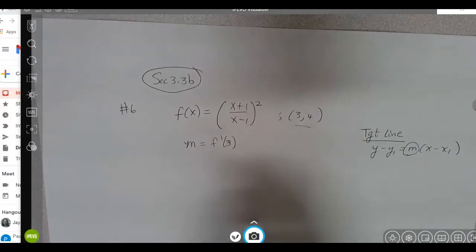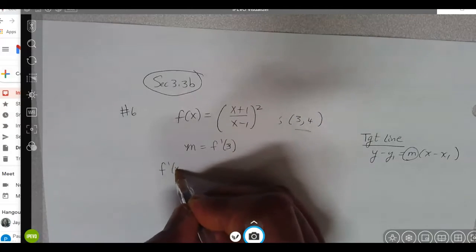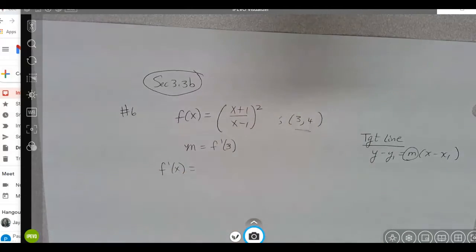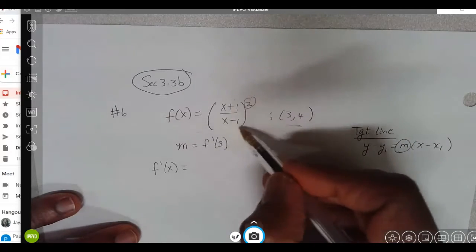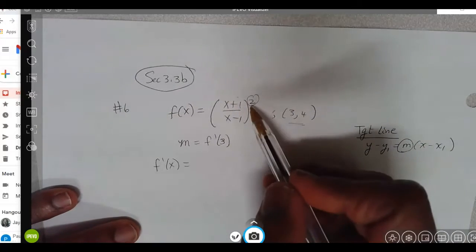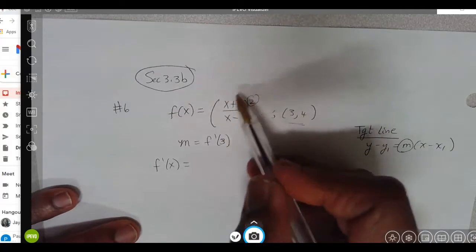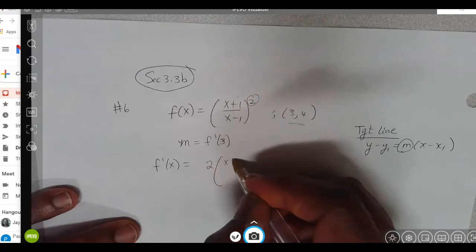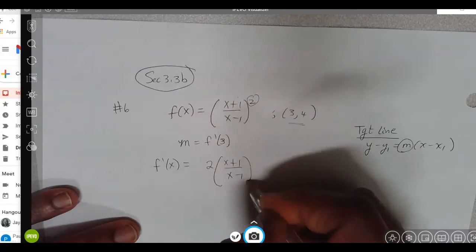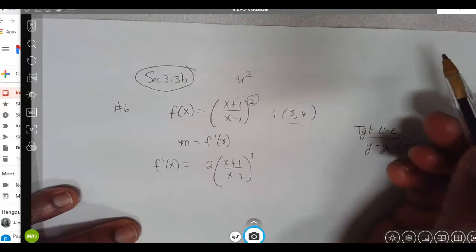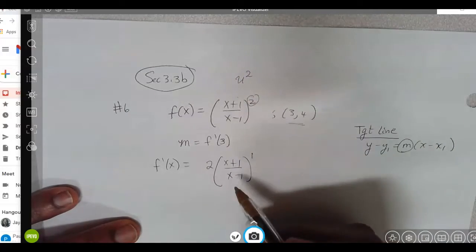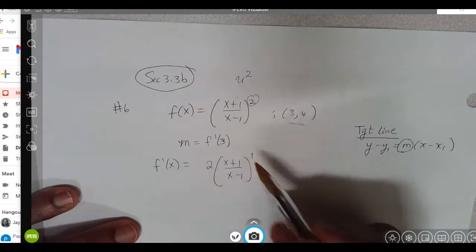So the first thing we need to do is find f prime at x. Now, in this lesson we learned how to use chain rule. So you have an outer function and an inner function. So take the derivative of the outer function first. So the 2 comes down, and you leave this inside part as it is and raise it to 1. Okay, pretend it's like u squared. The derivative is 2 times u, so the 2 comes down and this is raised to 1.